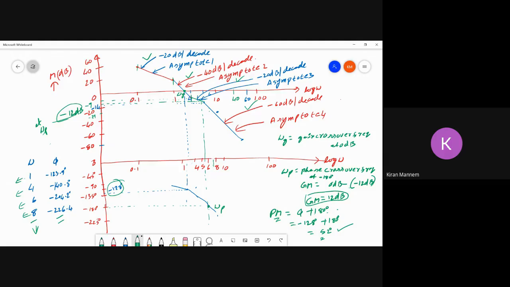So with this, I completed the Bode plot. Try a few more examples, and if you have any questions, you can ask at any point of time.